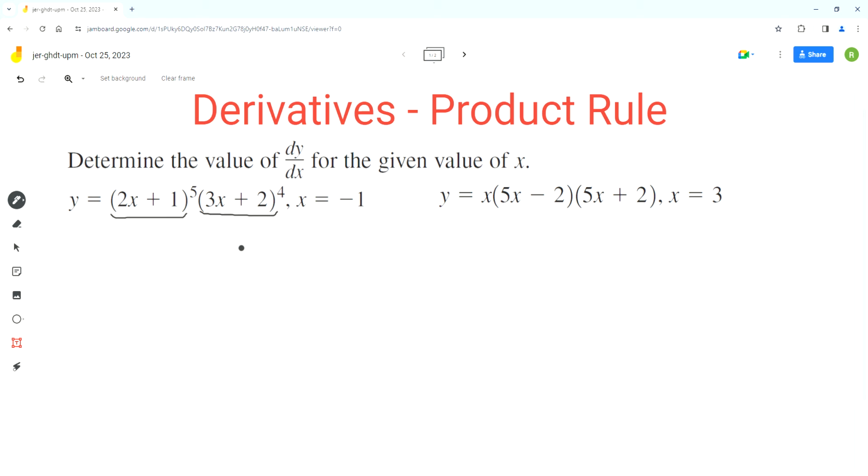So we can use the product rule to find the derivative of this function, and as per the product rule, the derivative is the first function times the derivative of the second function plus the derivative of the first function times the second function. So let's start with our first step.